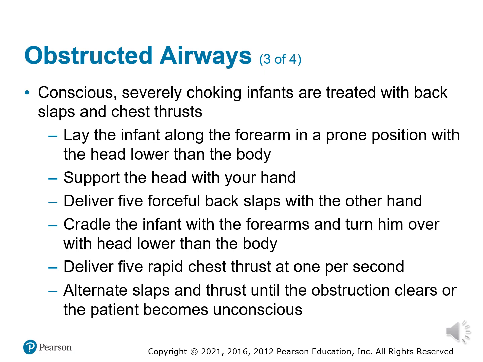Conscious, severely choking infants are treated with back slaps and chest thrusts. You want to lay the infant along the forearm in a prone position with the head lower than the body. You're going to support the head with your hand. Deliver 5 forceful back slaps with the other hand. Cradle the infant with the forearms and turn him over with the head lower than the body. You're going to deliver 5 rapid chest thrusts at 1 per second. Alternate slaps and thrusts until the obstruction clears or the patient becomes unresponsive.